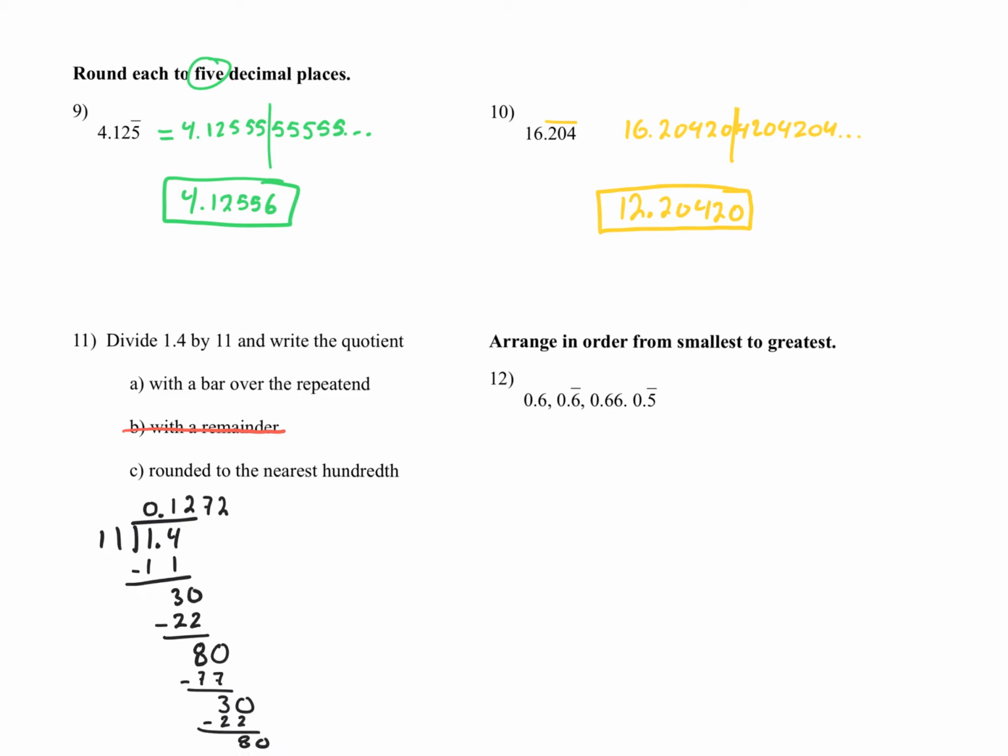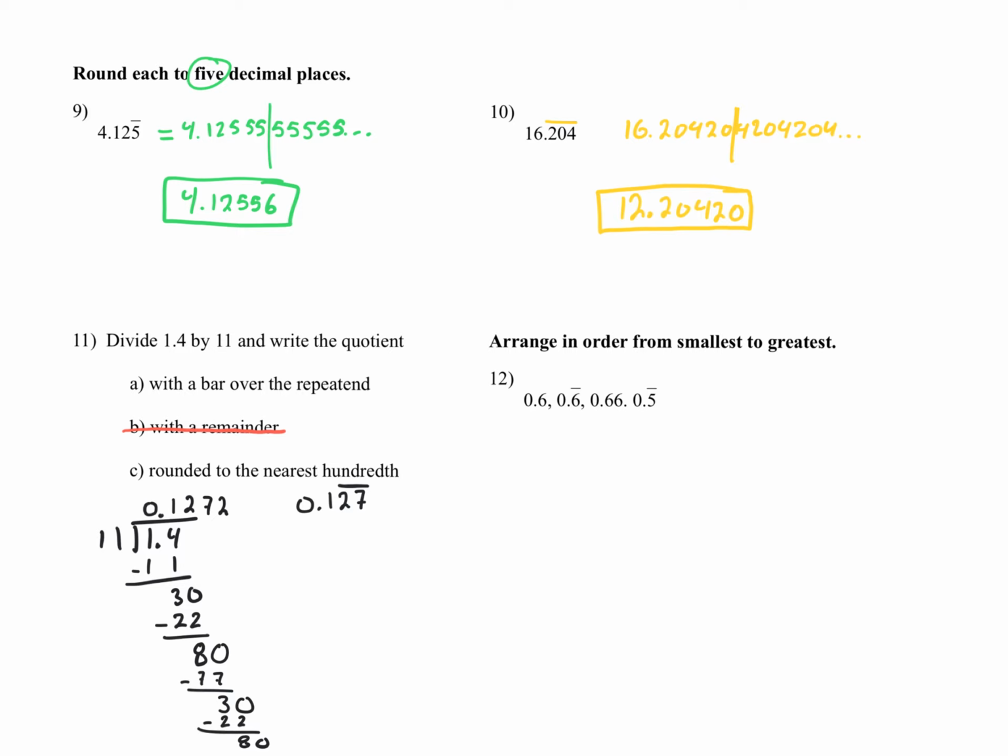Hey, and I'm noticing the pattern. See, I had the 3 before, so I add on the 0. And then after the 3, I got the 8, so it's starting to repeat. So notice it's going 2, 7, 2, 7, 2, 7. So since I'm writing it for part A with the line over it, I'm going to say 0.12556, no, 0.1 and then 2, 7, and the 2, 7 is repeating, so I just put the line over the 2 and the 7. Have to make sure you don't get messy with that, okay?